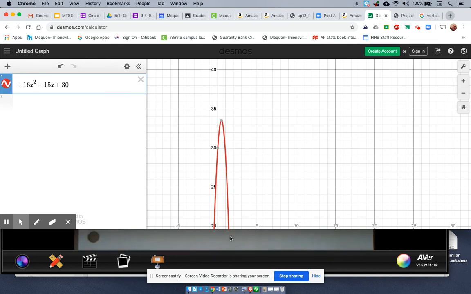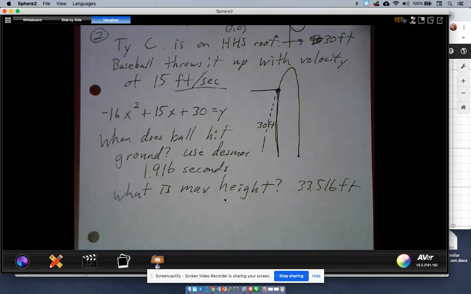Okay. So you're going to get two questions that I'm going to ask, or you're going to be asking. You'll see you're going to end up making some story problems. When does the ball hit the ground, or when does the object hit the ground? What is the maximum height? So you're going to click on the top to get the maximum height. Click down here to get when it hits the ground.